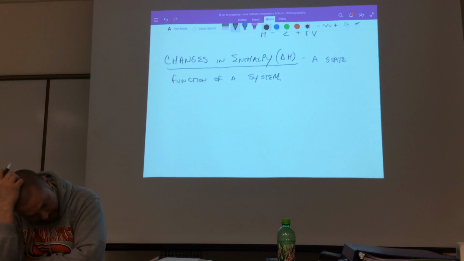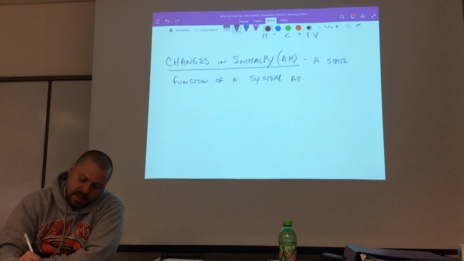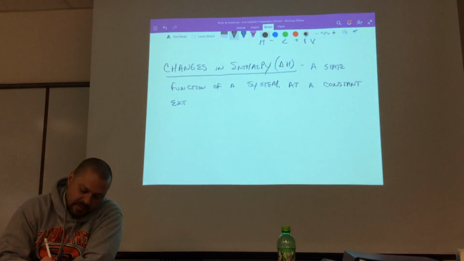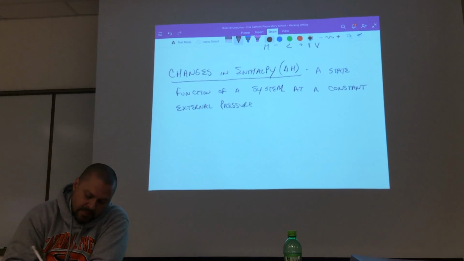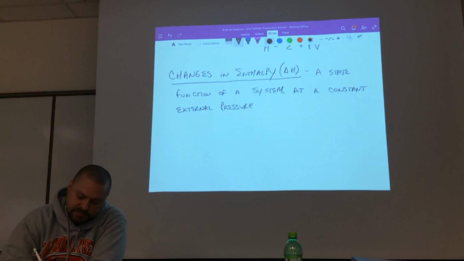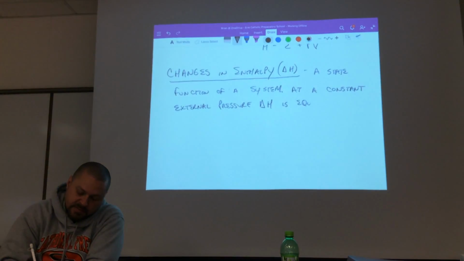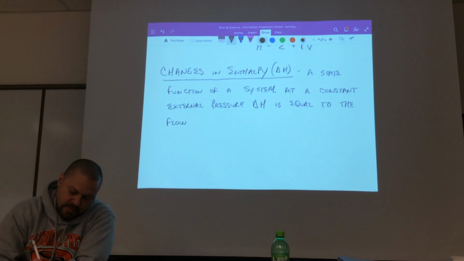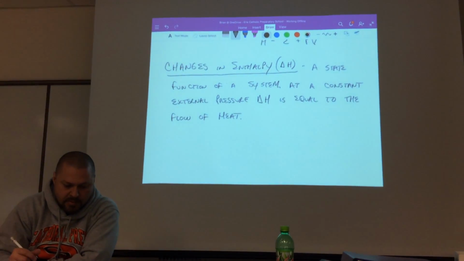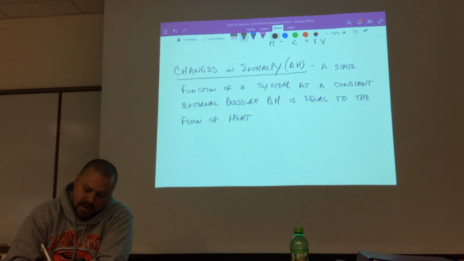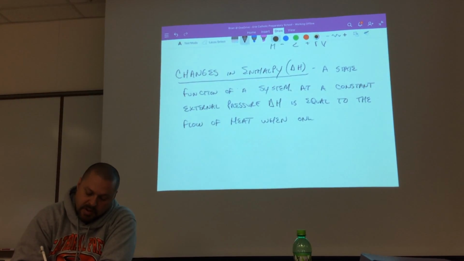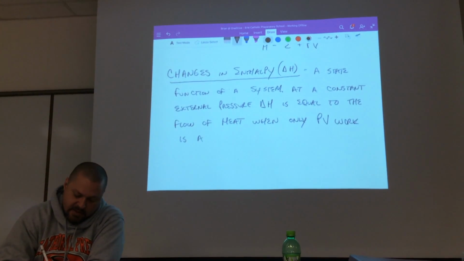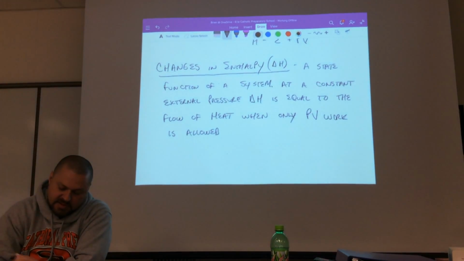And here's where we're going to make it simpler. At a constant external pressure, delta H is equal to the flow of heat, when only PV work is allowed. So get that down and we'll kind of tear that apart and see what that's all about.